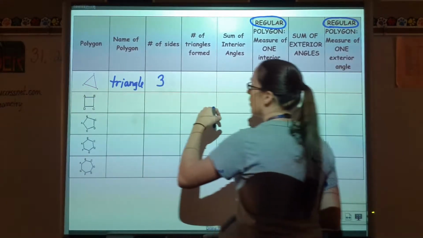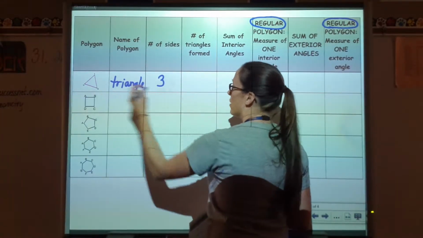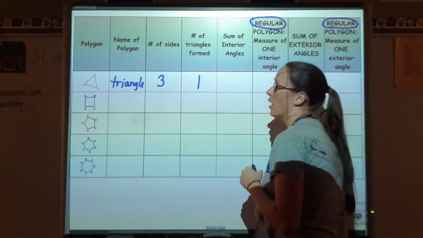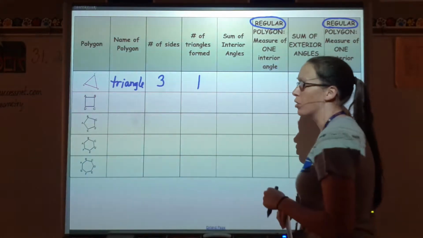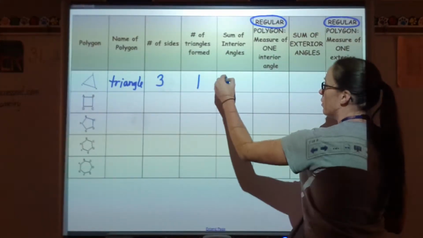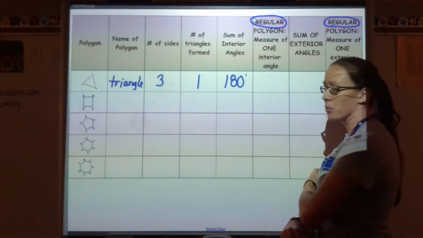Number of sides. Now, number of triangles formed. It is a triangle itself, so it is one triangle. Okay? You'll see how that develops as we move down the chart. Sum of the interior angles. If you're not writing 180, I'm not quite sure what you're writing.